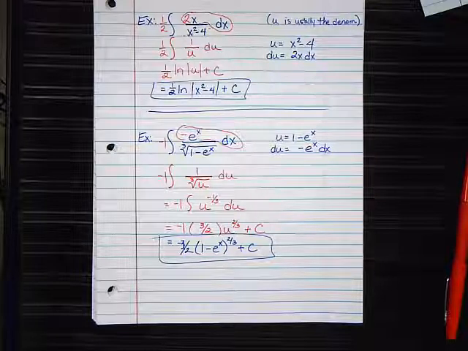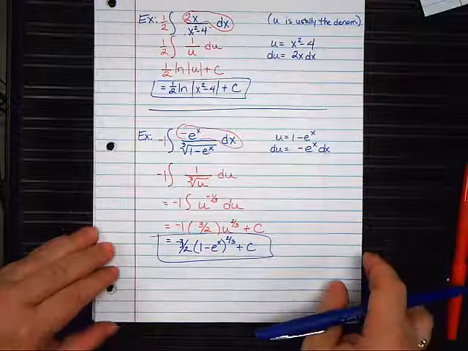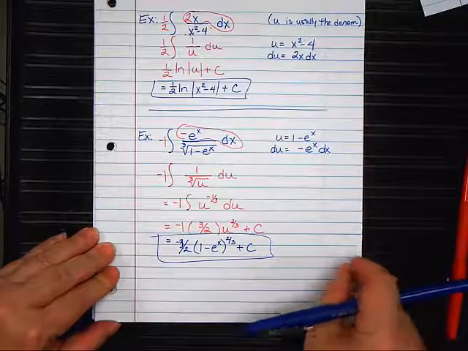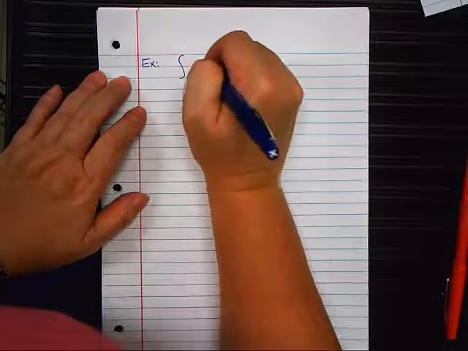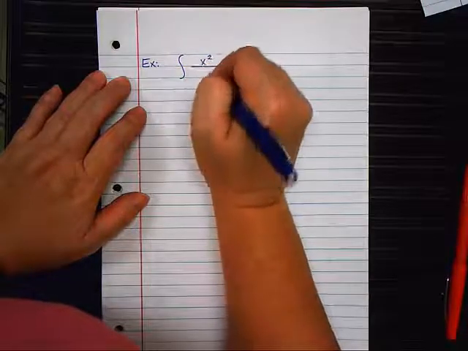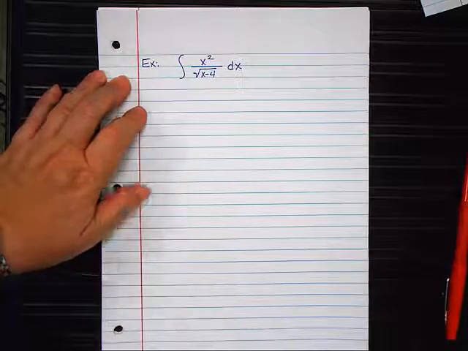Questions? Okay, I have one more problem to do and then we're finished. Is everybody done writing this one down? This one is the ugly one. You're going to need about half a sheet of paper, if you write big like I do. It is the integral of x squared over the square root of x minus 4 dx.